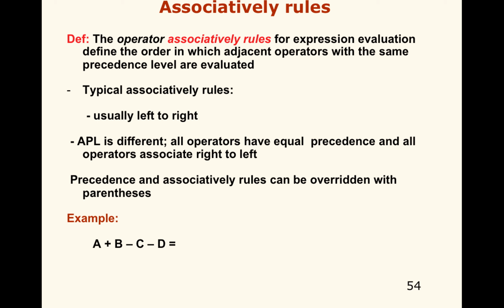So the other one there was the associativity rules. They also can be ambiguous if you leave them out. Operator associativity rules for expressions define the order in which adjacent operators with the same precedence level are evaluated. The typical rules usually go left to right. This would be, for example, if we were doing an assignment expression. If I said that A was equal to 1, I'm going left to right. If I put A, B is equal to 1, I could go 1, 2. That would be right to left or left to right. Most of them usually go left to right.